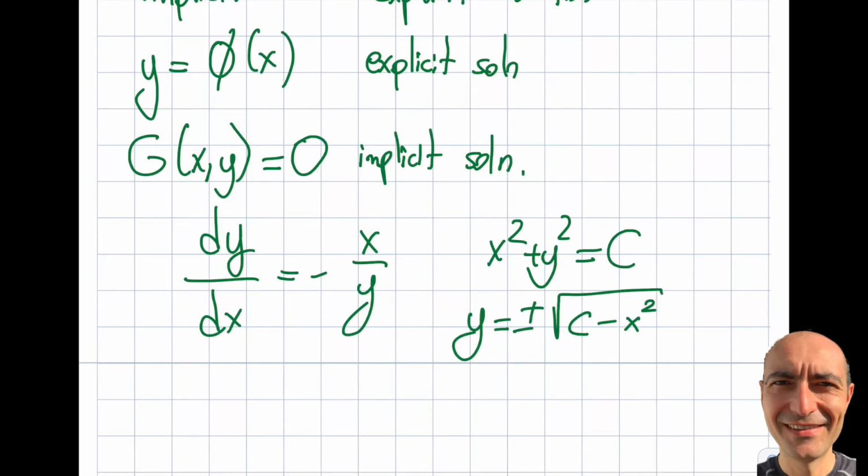All right, so this is one fast example to illustrate that I can have both, and I'm going to leave it to you. But this is a linear equation, so we were able to obtain both implicit and explicit solutions. You may want to take a look at that.